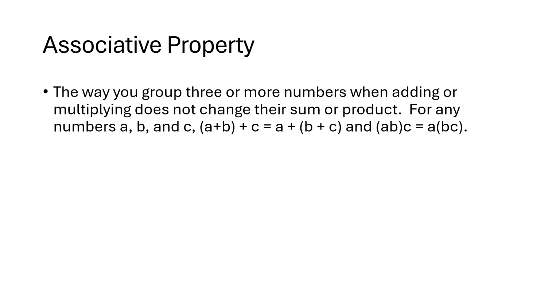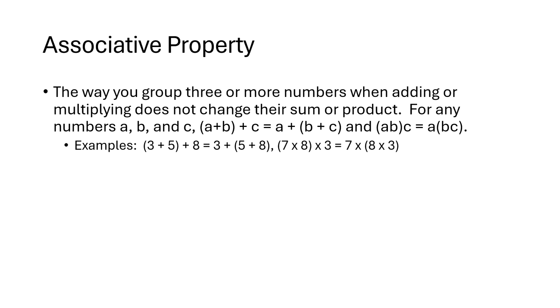Associative property. The way you group 3 or more numbers when adding or multiplying does not change their sum or product. For any numbers a, b, and c, (a plus b) plus c is equal to a plus (b plus c), and (a times b) times c is equal to a times (b times c).